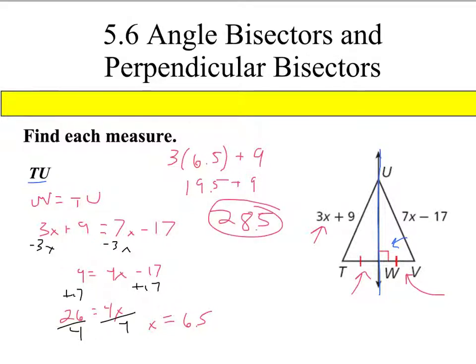So what is the length of TU? It is 28.5. Don't forget to plug in that number. Okay, plug in when you find an x if that's what it's asking for. If it just says solve for x, solve for x. But if it asks you to find the angle measure, make sure you do that correctly.